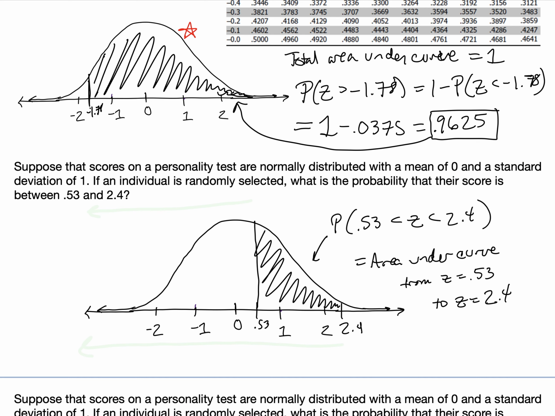And remember that this table always gives these probabilities in terms of being less than a particular value. So we can find the probability that z is less than 2.4. We can find the probability that z is less than 0.53.